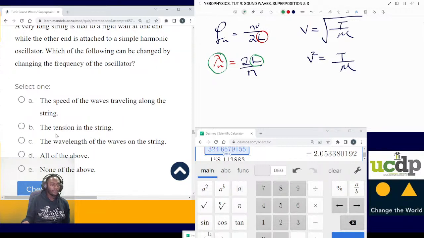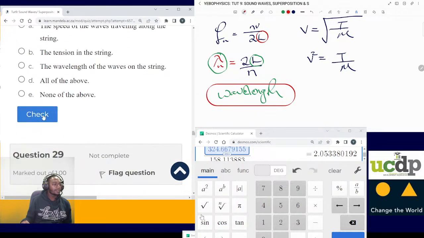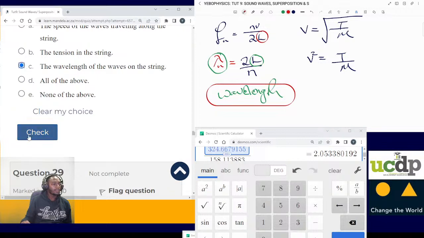Neither can the frequency affect the tension. Definitely it's not all of the above, because we have excluded tension and the speed. It can also not be none of the above, because we see that the frequency can affect the length, consequently affecting the wavelength. So the correct answer there will be the wavelength of the waves on the string.